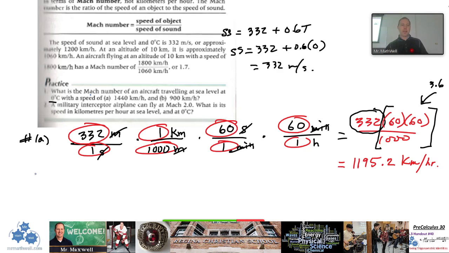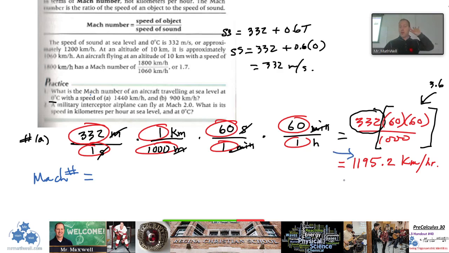Okay, so Mach number. So the Mach number is speed of an object divided by the speed of what? Sound. Right. I know, it's early. So the speed of the object, what is this? Is this speed of the object or is this speed of sound?